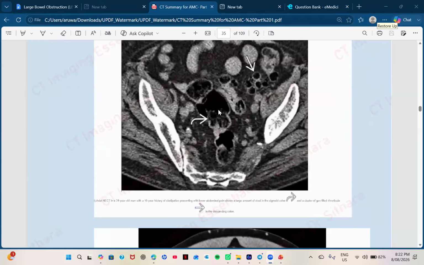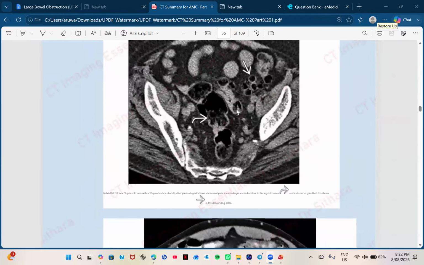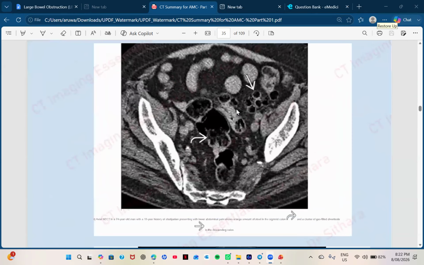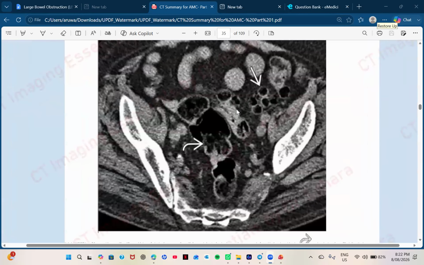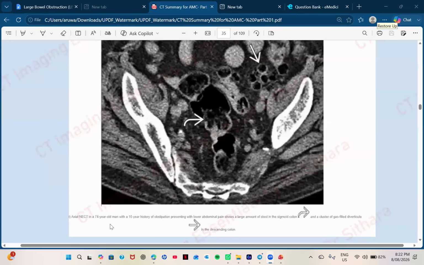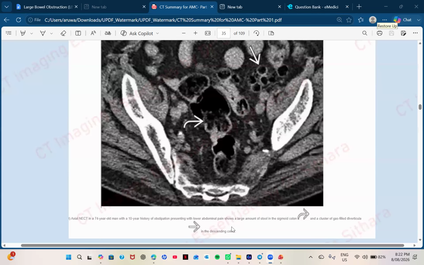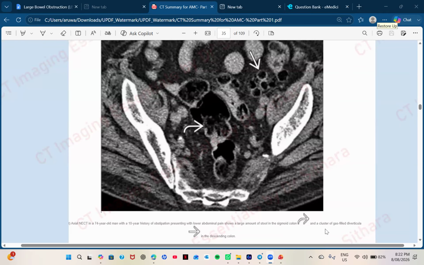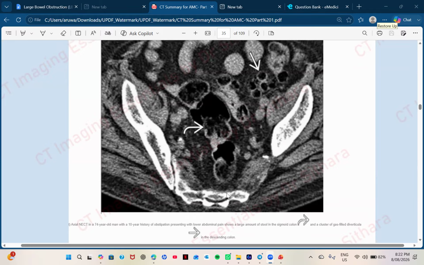I don't think they will ask from this CT, but I have attached it for the sake of attaching it. These are not very clear because I couldn't find a proper one on the internet. So here, a 74-year-old man with a 10-year history of obstipation presented with abdominal pain, showing a large amount of stool in the sigmoid colon and a cluster of gas-filled diverticula in the descending colon, right? Here you can see the stool, right? It's not very clear. The stool is like air pockets in the gray colored area, right?